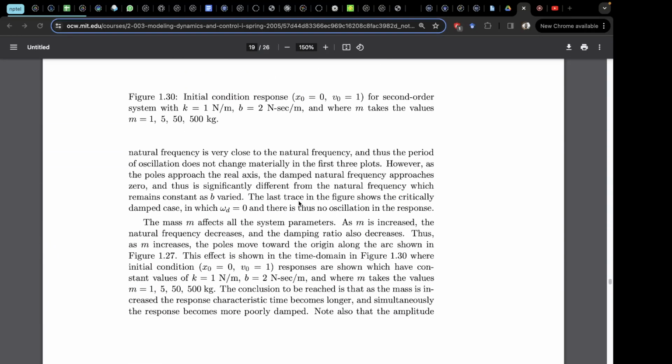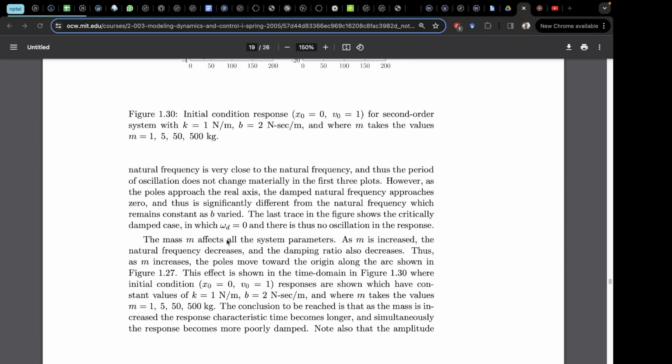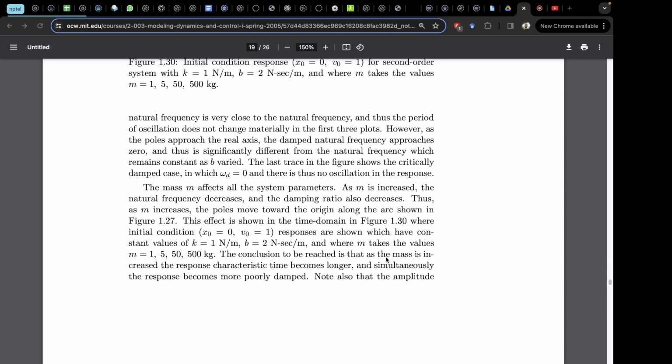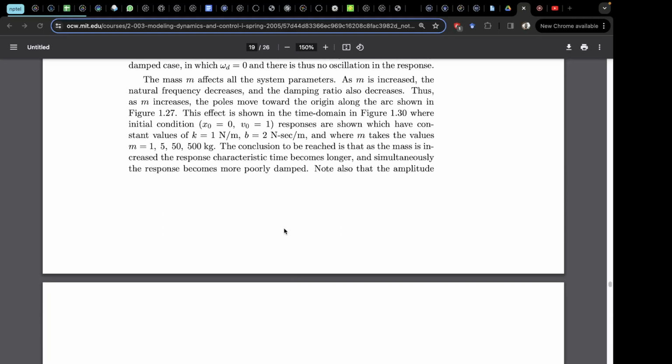Let us read about this. So the mass m affects all system parameters. As mass m is increased, the natural frequency decreases and the damping ratio also decreases, right? Which is what we saw. Under root k by m, so the angular natural frequency will decrease and the damping ratio also decreases. So the conclusion is that as the mass is increased, the response characteristic time becomes longer, and simultaneously the response becomes more poorly damped.